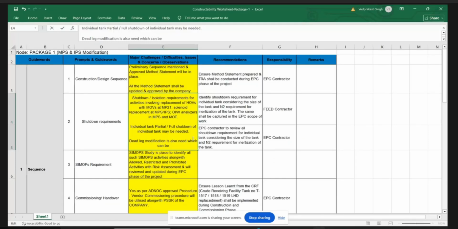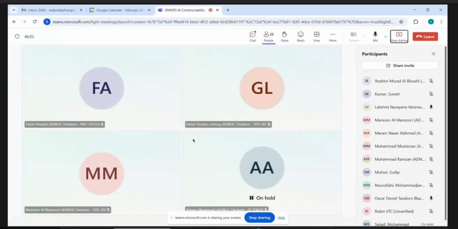Or dead legs? All drain lines are having a dead leg. But in the drain lines, what will be the modification on the drain lines? Yeah, change the HOVs? No. Drain line now.